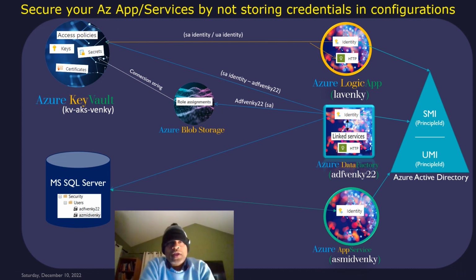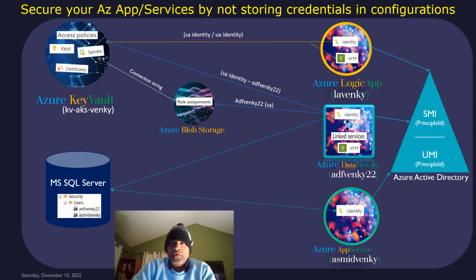So, okay, secure Azure App Service or any services by not storing credentials in any of the configurations, which is not secure, to keep your secrets in the configuration. The reason being they can be exposed through any of the source controls, whether it is a GitHub private or public repository. So the best way to handle that is through using Azure managed identities.